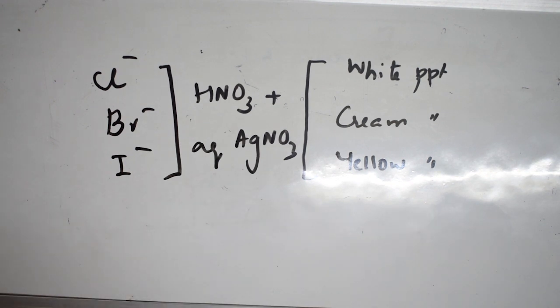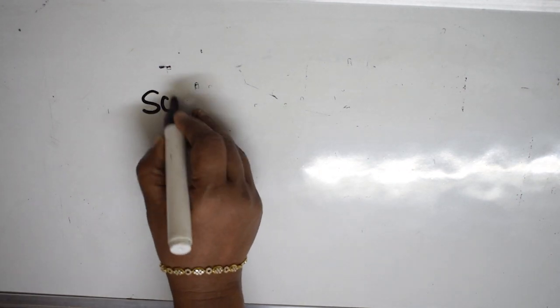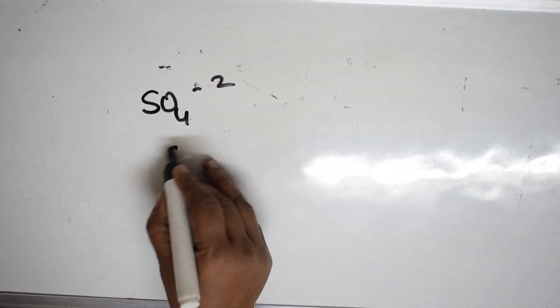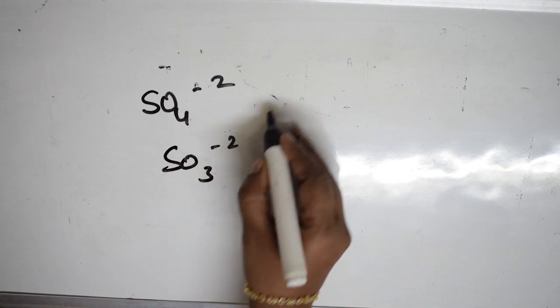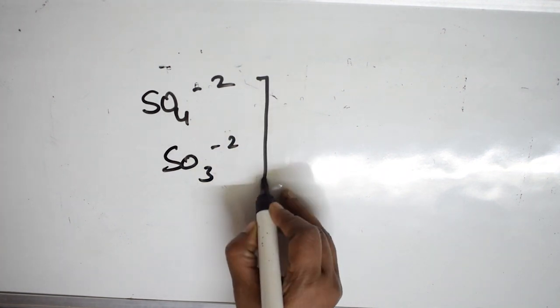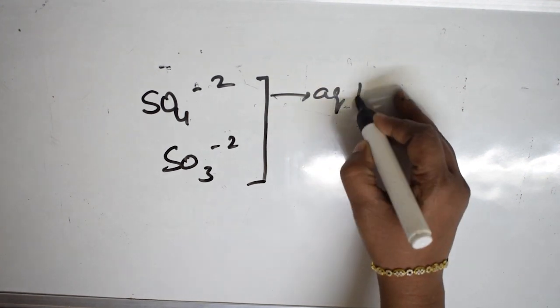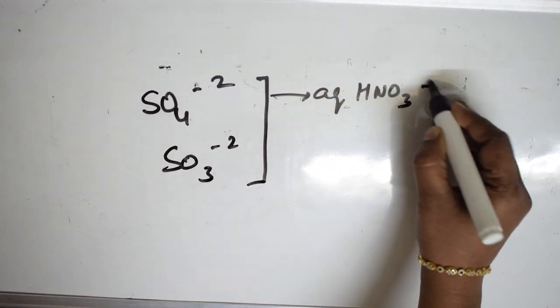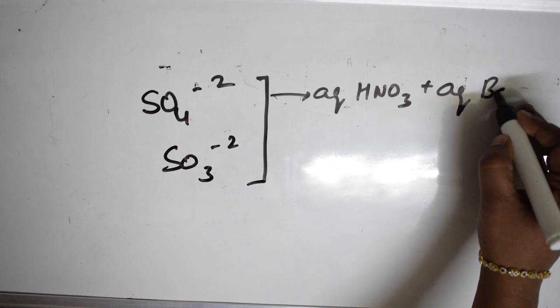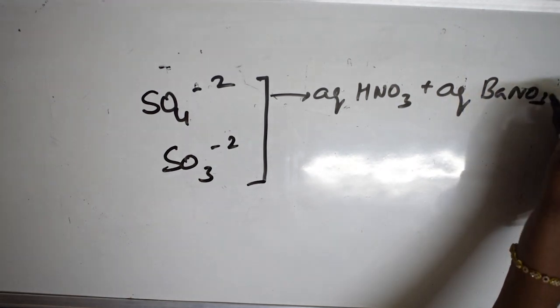This is over students. Now let me give you information about two more things. After this is over, let us think how to test sulfate and how to test sulfite. These two are where the students get confused. For the first one, the sulfate, you're going to add aqueous HNO3 as well as aqueous barium nitrate. Aqueous HNO3 as well as aqueous barium nitrate.